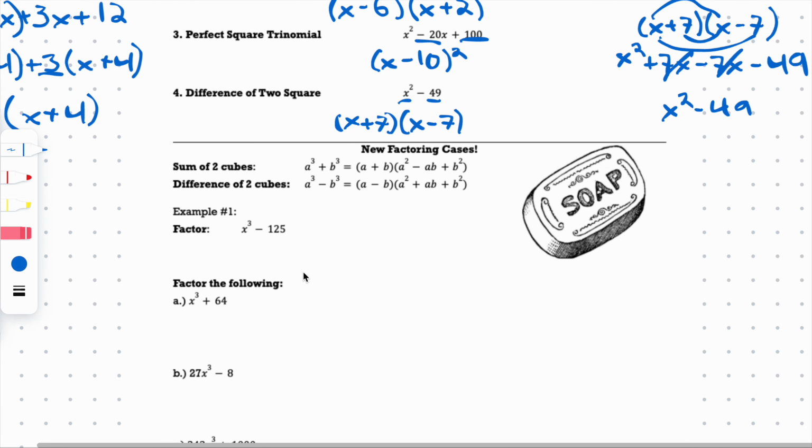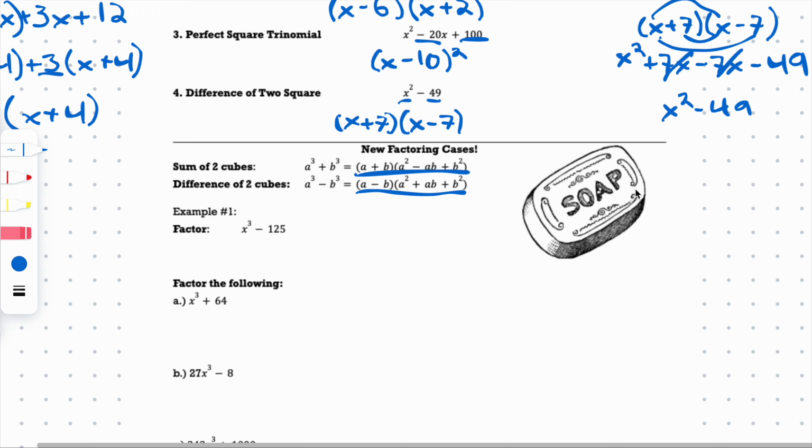But essentially, if we're adding these two, the factored form is going to look something like this. It's a plus b in parentheses times a squared minus ab plus b squared. And here, for difference of two cubes, it's going to be a minus b times a squared plus ab plus b squared. So you see that these pluses and minuses, these signs, vary.